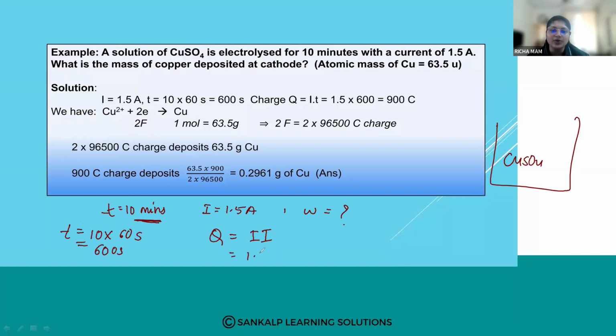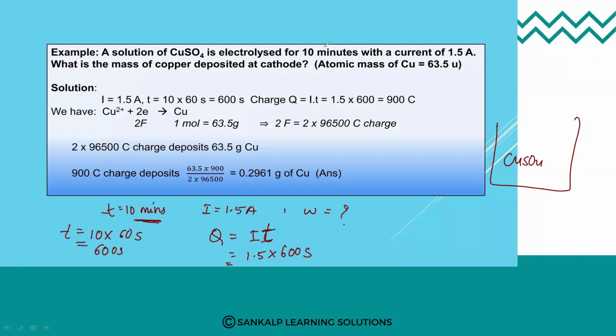So I is 1.5 and I into T. T is 600 seconds. So solve this. 1.5 into 600, how much will it come? Just see. Yes, how much will it come? It will be 900 coulomb. So from this you will get the Q, that is the coulomb charge you have got.